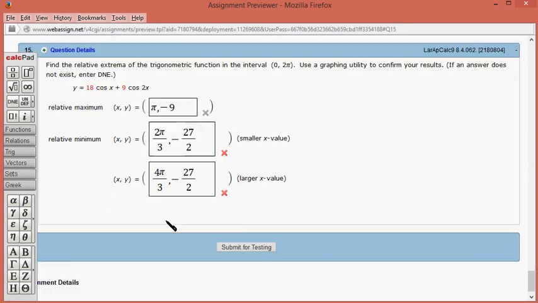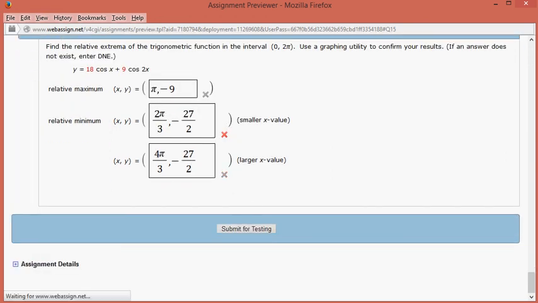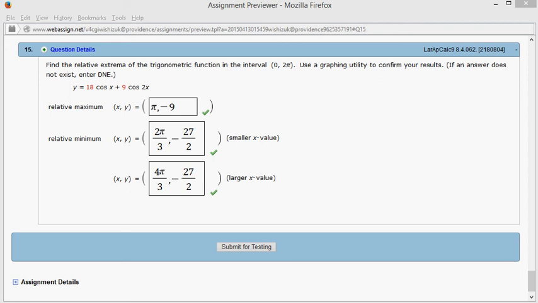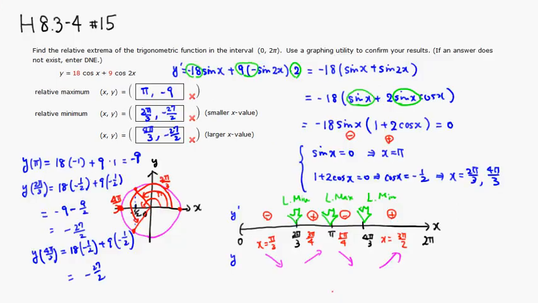Alright, so let's submit for testing. It came back and it looks like we got this one correctly. Alright, that's it. I hope that this was clear.